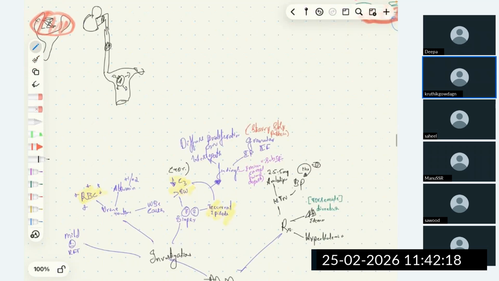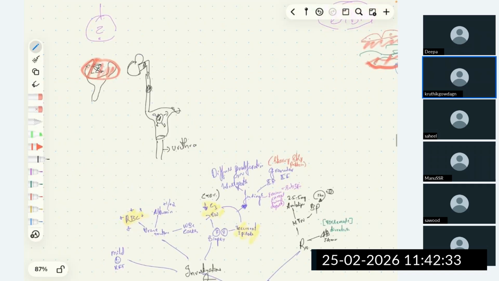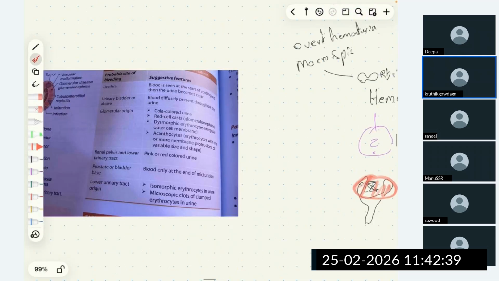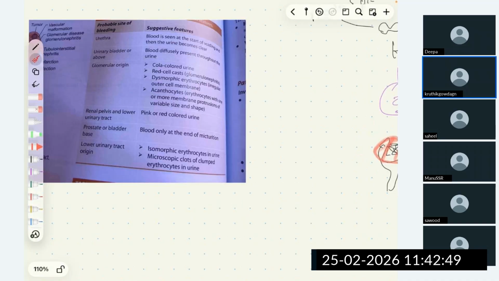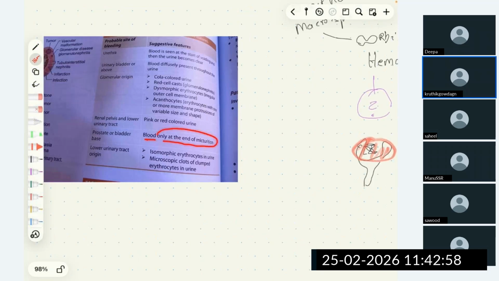And also, followed by that, we have the urethra. In case of urethral injury, we can see hematuria and blood at the tip of the meatus, etc. So these are all the probable causes of hematuria. Based on the site and some features, we can think about which may be the site. If the color of the urine is pink or red, then the renal pelvis or lower urinary tract is involved. If blood is present only at the end of micturition, most probably the prostate or bladder base is involved.